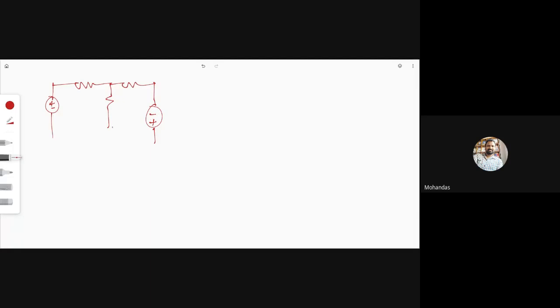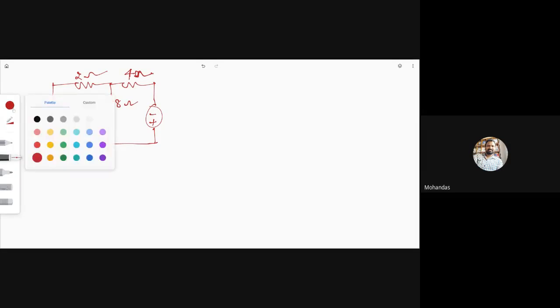Here the polarities are reversed. Please observe those things here. This is 10 volts. This is 2 ohm. What is this resistance? 8 ohms. This one 10 ohms, 4 ohms, sir. This is 4 ohms. Now see here.